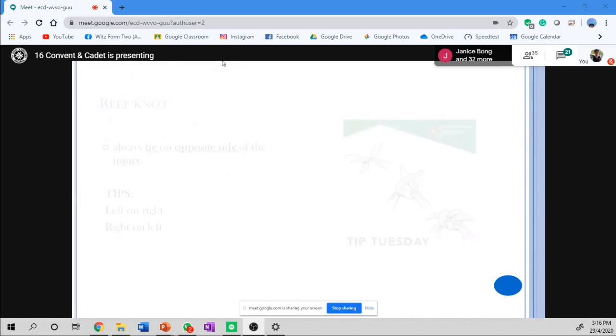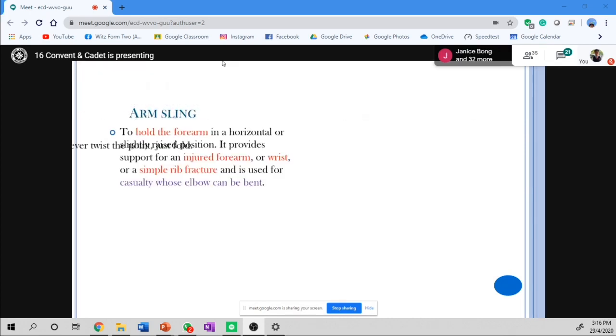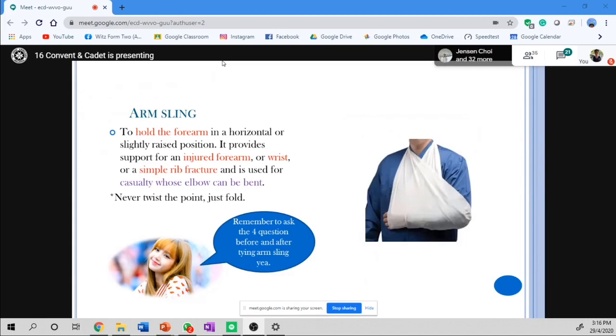Okay. So the next thing. This is the arm sling. You will apply the arm sling when the casualty's forearm, meaning lower arm, is injured, like you have an abrasion, laceration or a fracture on your forearm. So you have to use an arm sling to support your forearm. Normally you support an injured forearm, like what I mentioned just now.